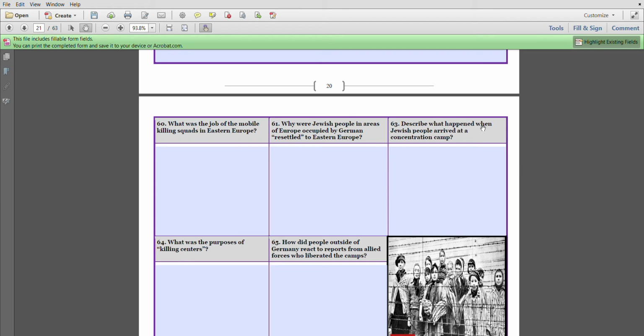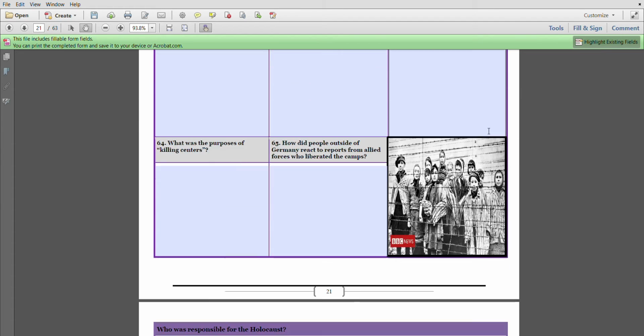63. Describe what happened when Jewish people arrived at the concentration camps. 64. What was the purpose of the killing centers? 65. How did people outside of Germany react to reports from Allied forces who liberated these camps?